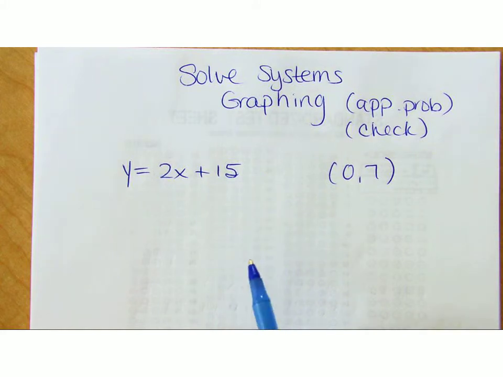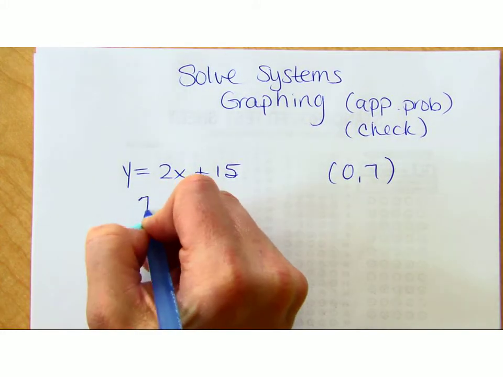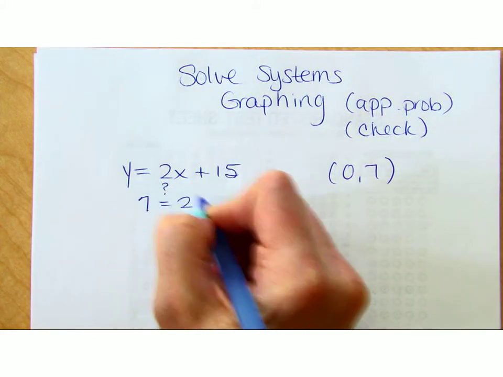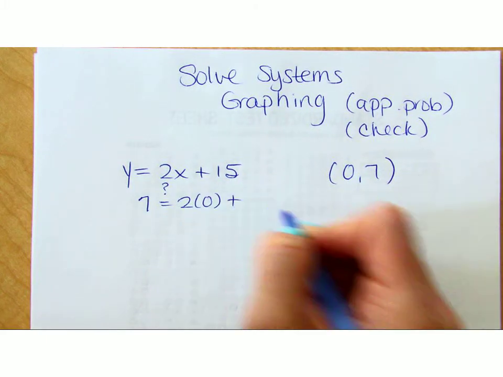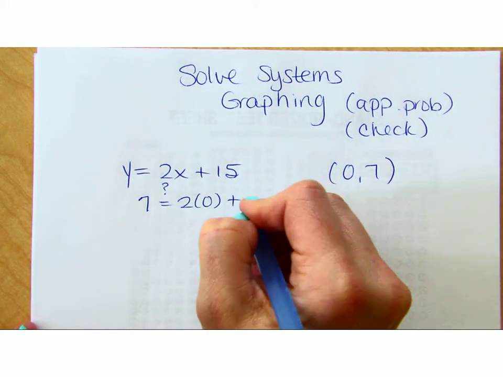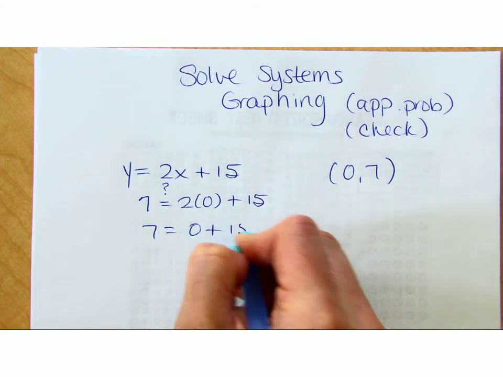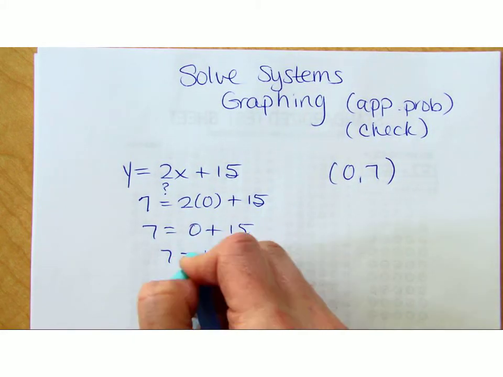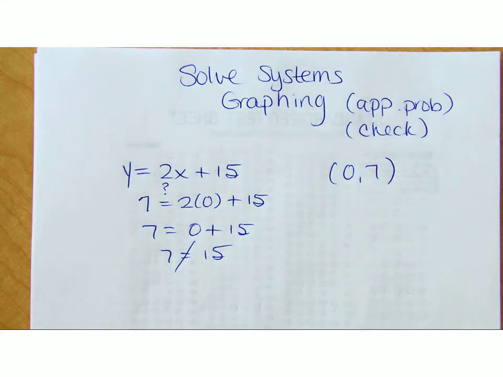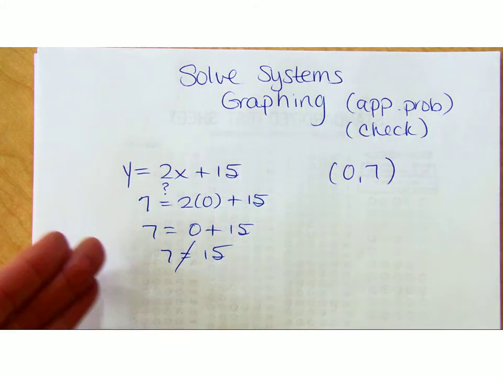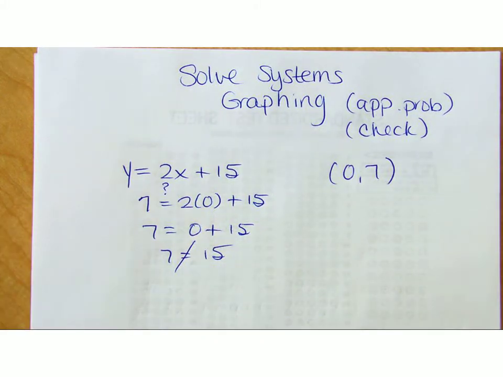15. So let me just show you that when I put in 7 for y, and 0 for x, I'm checking. Does 7 equal 0 plus 15? Does 7 equal 15? No. And that's how I know that 0, 7 is not a solution and not on that line.